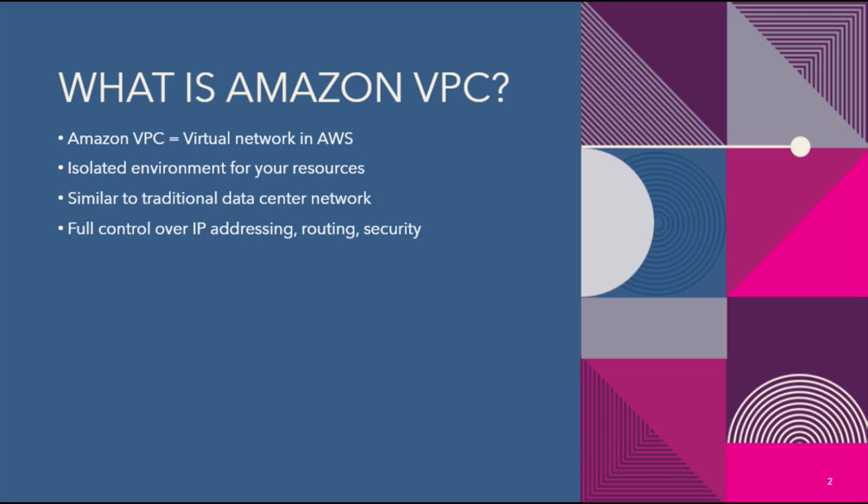What is Amazon VPC? Amazon VPC stands for Virtual Private Cloud. It is a logically isolated network in AWS where we can launch our resources like EC2 instances. It works similar to a traditional data center network, but in the cloud. We get full control over IP addressing, routing, and security.